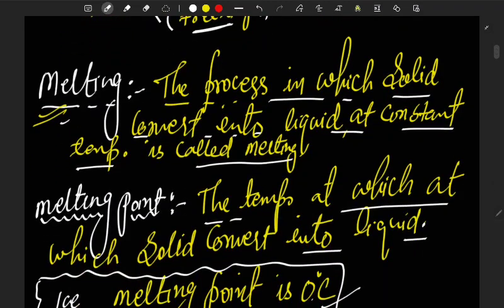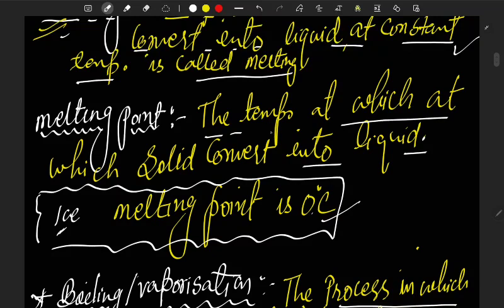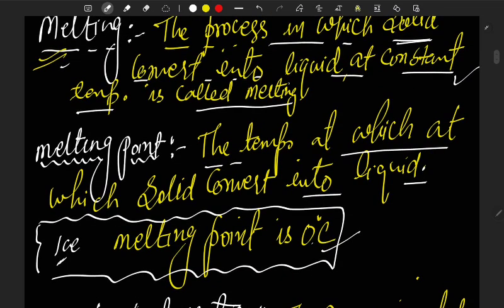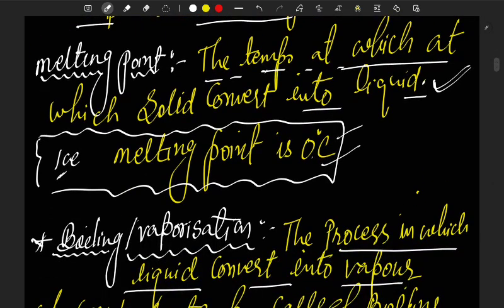In change of phase, certain terms we have to discuss. The first term is melting. As we know, melting is the process in which solid converts into liquid at constant temperature. And melting point is the temperature at which the solid is converting into liquid. That particular temperature is called melting point. This melting point is different for every substance. Like for water it is 0 degrees Celsius, but for iron or copper it is more than 0 degrees Celsius.